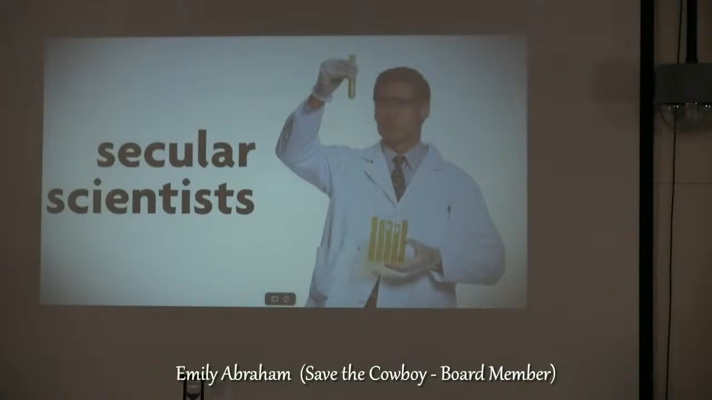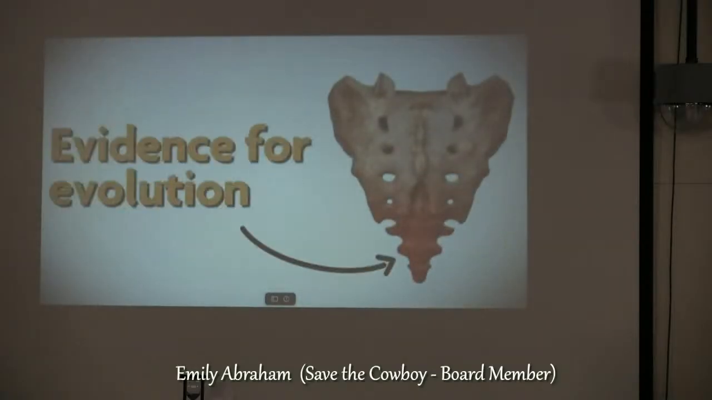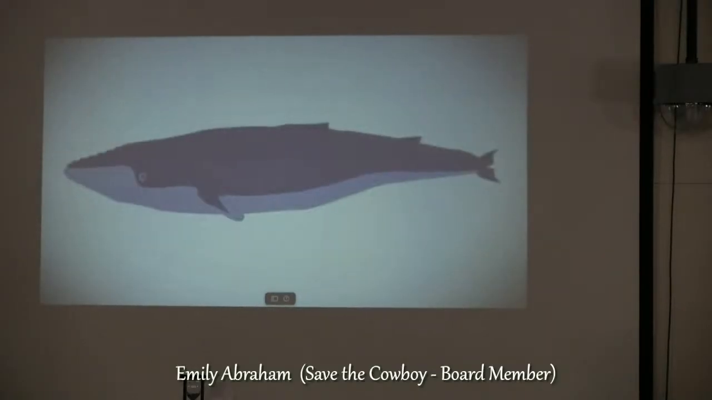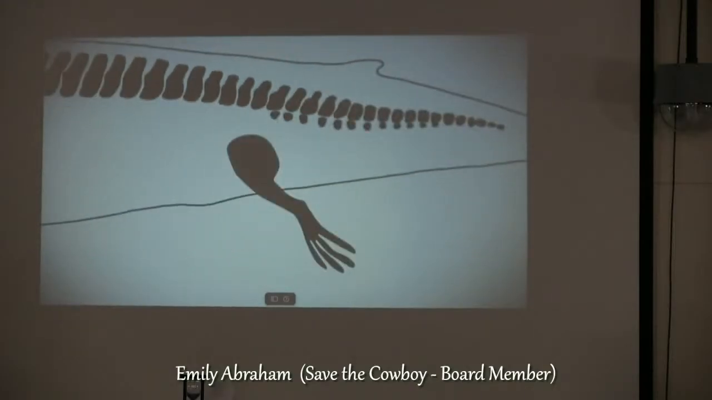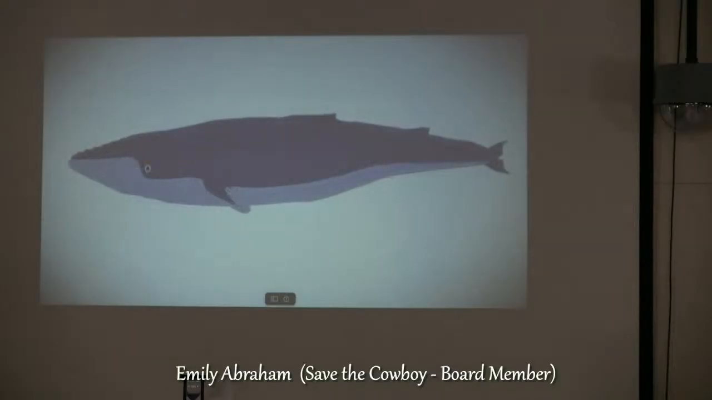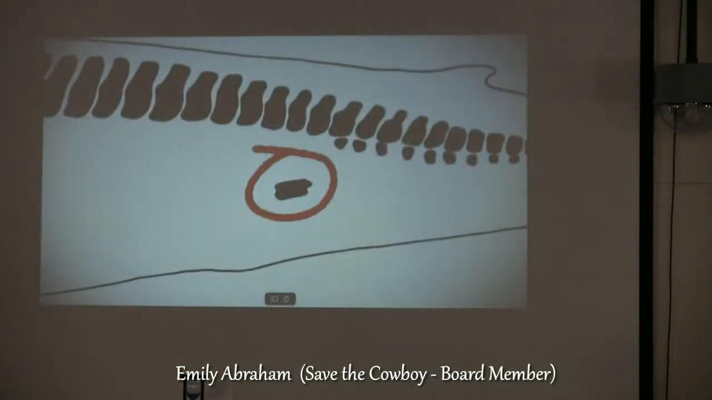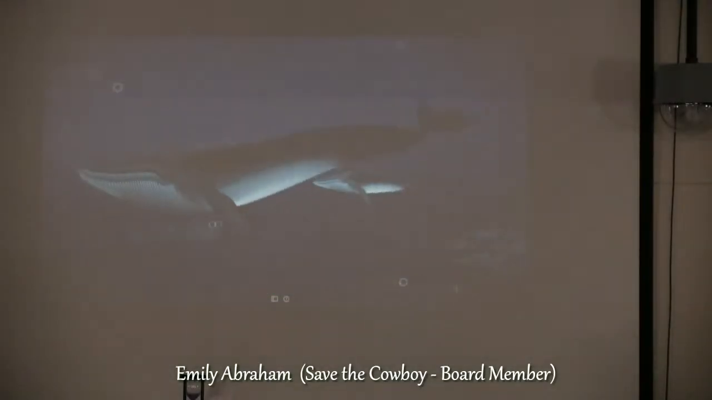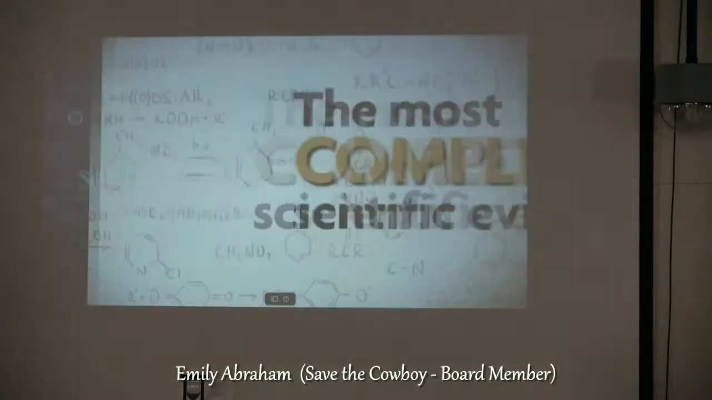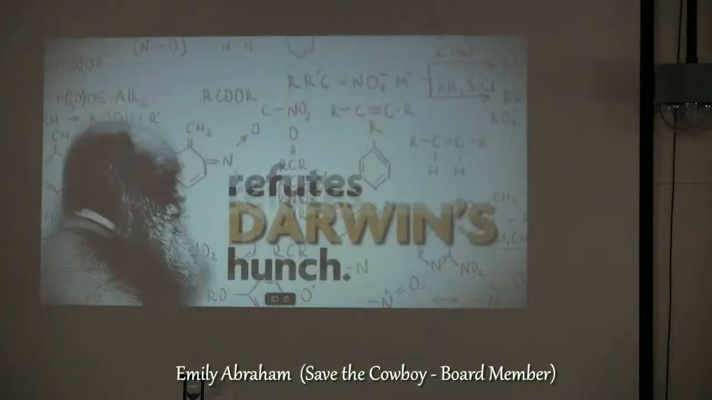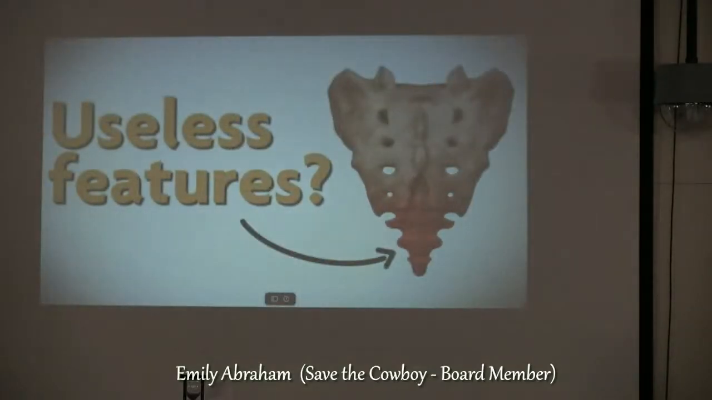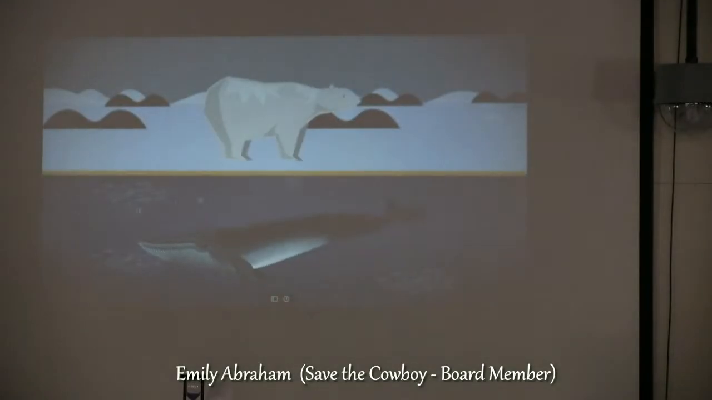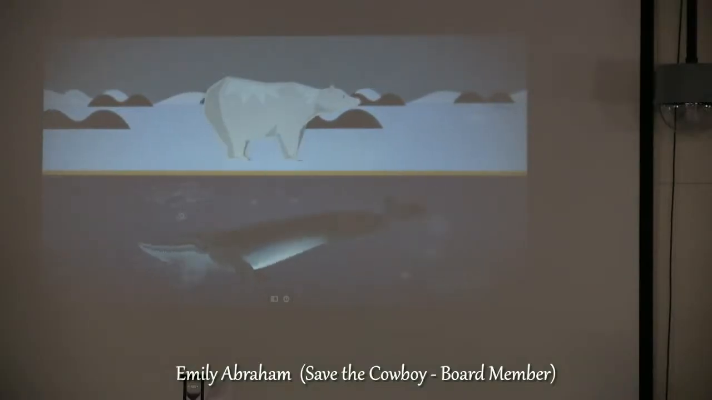Secular scientists often point to vestigial features as evidence for evolution. They assumed that certain whale hip bones were useless legs left over from land mammals evolving into whales. Come to find out, those bones play a pivotal role in helping whales reproduce. They aren't useless at all. The most complete scientific evidence refutes Darwin's hunch. Instead of transitional fossils and useless features, we find fully formed creatures according to their created kinds.